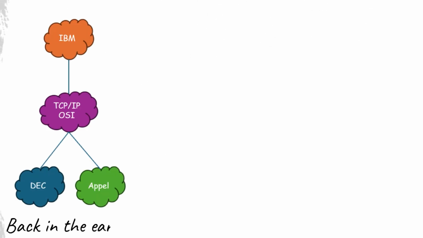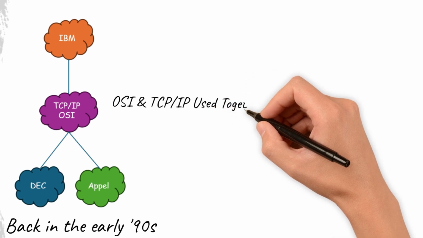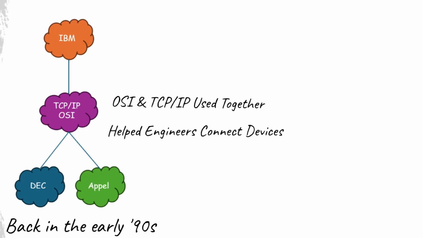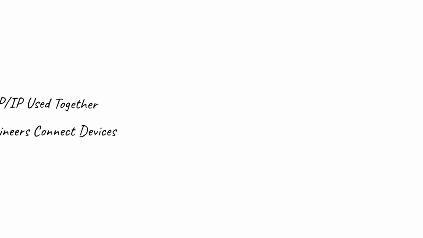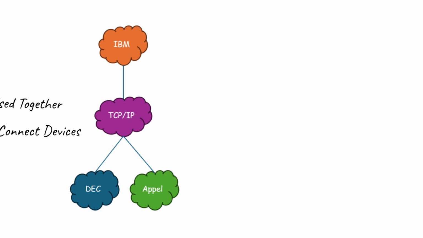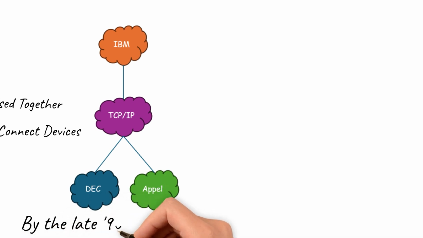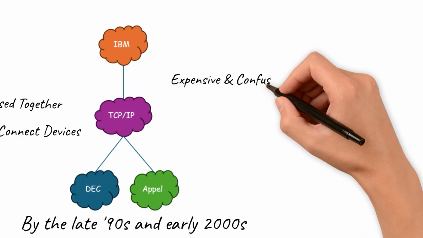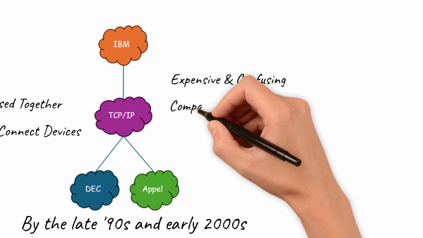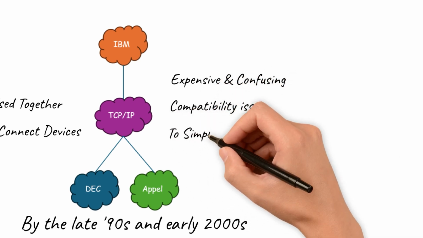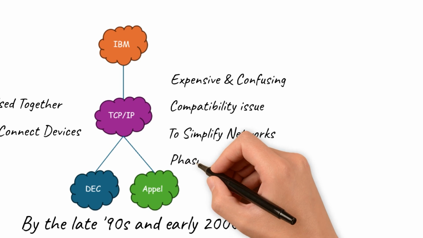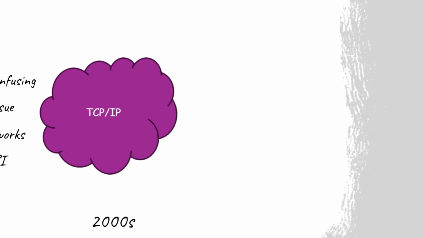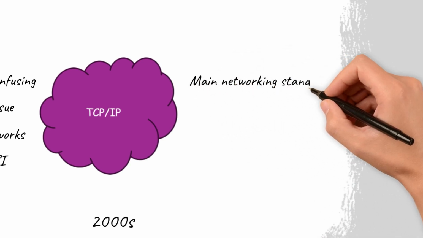Back in the early 1990s, many companies used both TCP/IP and OSI models. This helped engineers connect different types of devices and easily manage networks. But soon, networks became very complicated. By the late 90s and early 2000s, using both OSI and TCP/IP became expensive, confusing, and created major compatibility issues. To simplify things and save money, companies began phasing out OSI and focused completely on TCP/IP. That's how TCP/IP became the world's main networking standard.